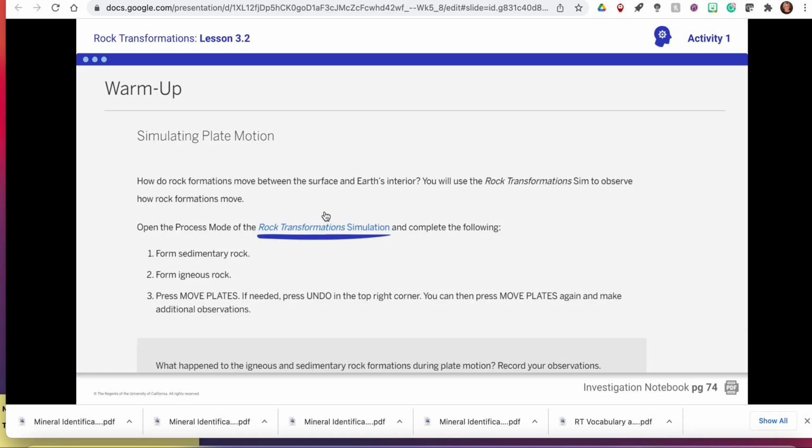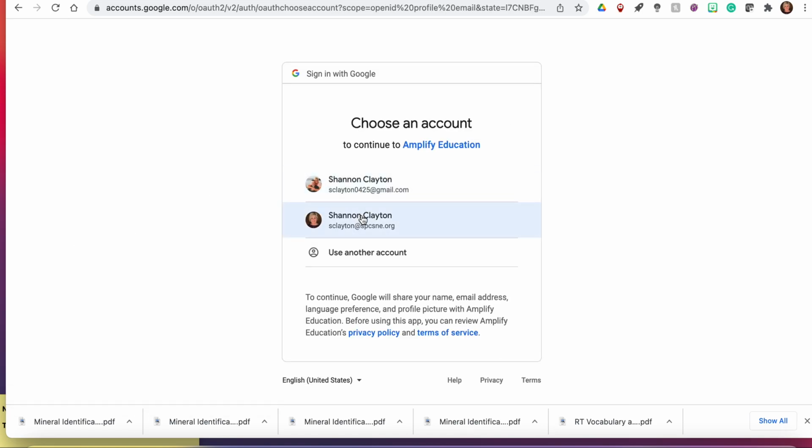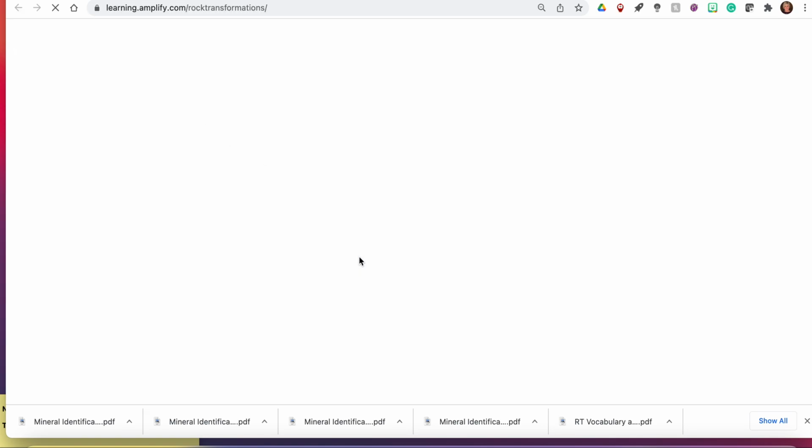If you go ahead and click on here to the rock transformation simulation. Let me log in to Amplify real quick. Sorry, I should have had this done ahead of time. All right, so here we are, and we're going to do the rock transformation simulation.